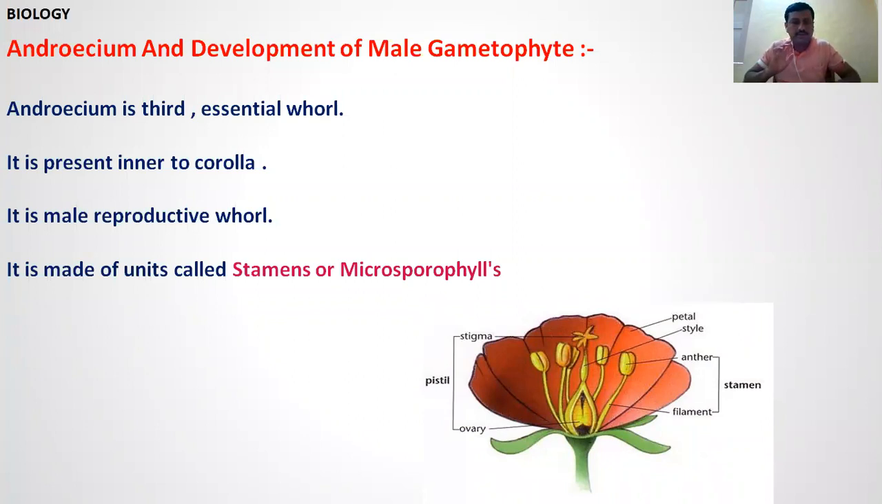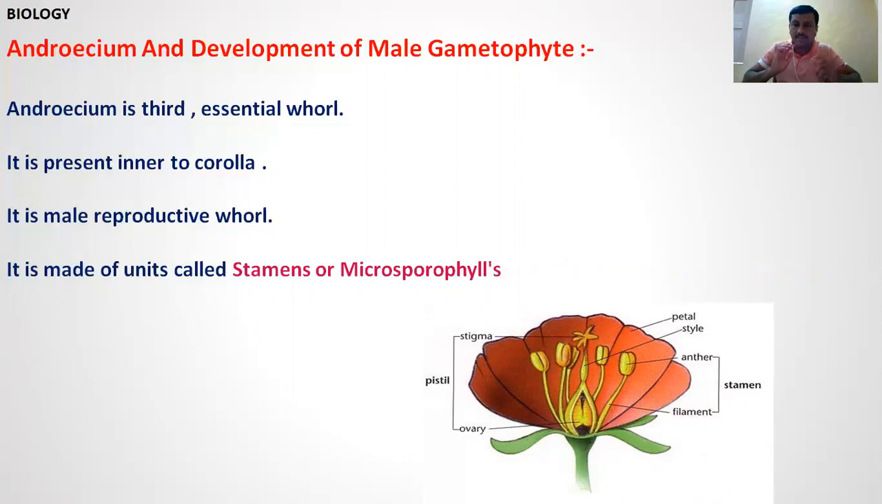Hello students. Today we are going to study chapter number 1, reproduction in lower and higher plants. In the last video, we also saw the structure of the flower. The flower has mostly three parts: first, the pedicel; second, the thalamus; and third, the floral whorls.